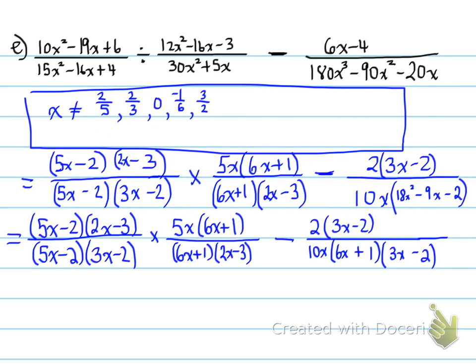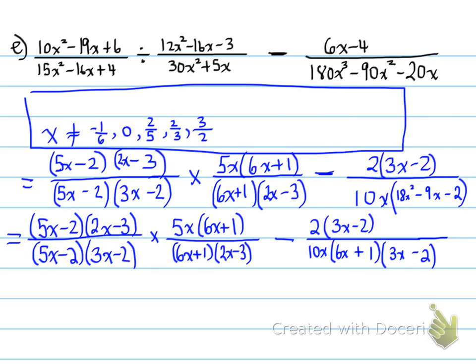So now we're going to look at these and put them in order, starting with negative 1/6. Next goes 0. Next goes 2/5. Next goes 2/3. And then finally 3/2. And that will be x cannot equal those values.